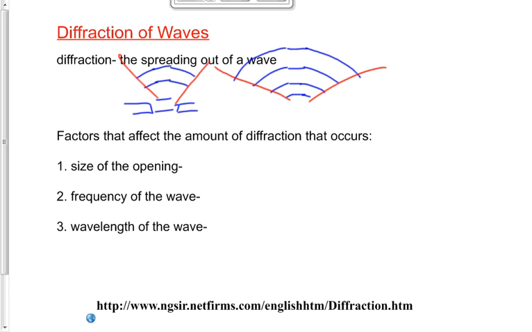When are you going to get that more diffraction? When are you going to get that bigger angle of spread as we did in the second diagram? Is it going to be when you have a bigger opening or when you have a smaller opening? Should I draw it like this, or should I draw it like this with a tiny opening?